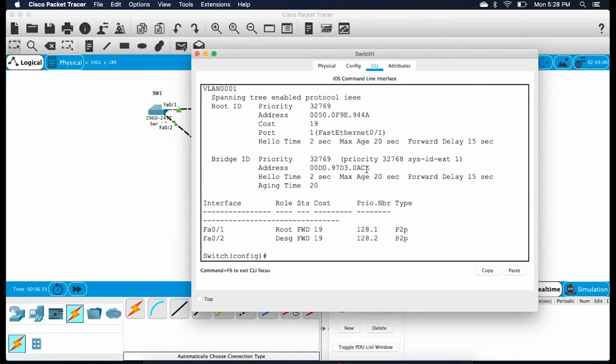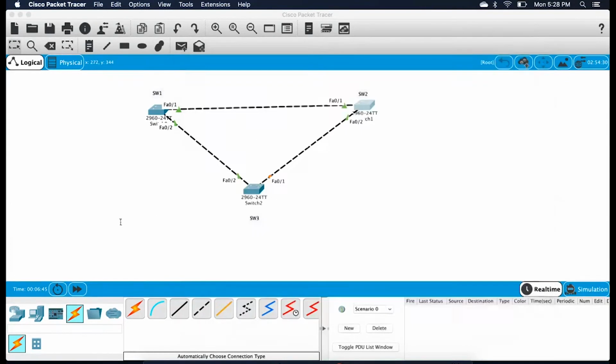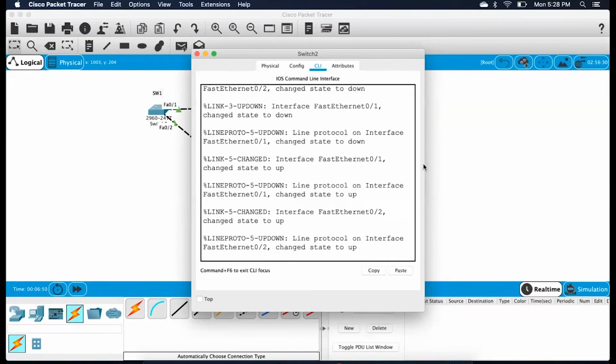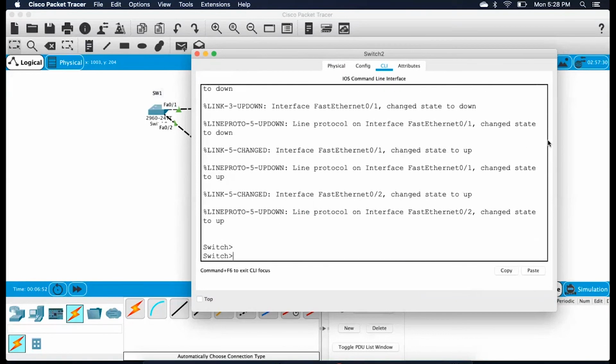Yes, STP is automatically enabled by default in each and every switch that you have. Okay, and that's the port ranges that you have. Then if we go on our switch 3 and check the same information, you will see there that enable and show spanning.